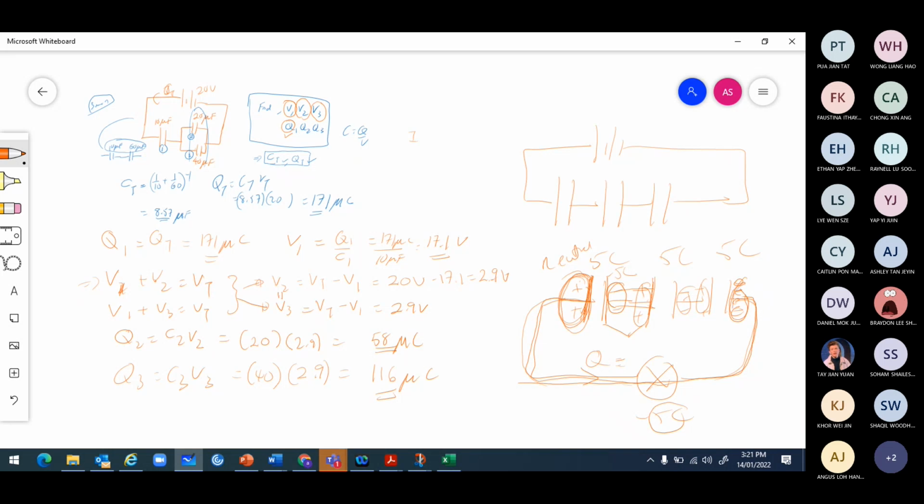When this negative 5 coulomb of charge passes by the light bulb, how many total charge move across the light bulb? Only 5 coulomb. When the 5 coulomb passes the light bulb, all the capacitors will be neutralized. So the total charge of this circuit is only 5 coulomb, the charge stored in one of the plates. So that's why the total charge stored in series is the same, Q1 equals Q2 equals Q3.